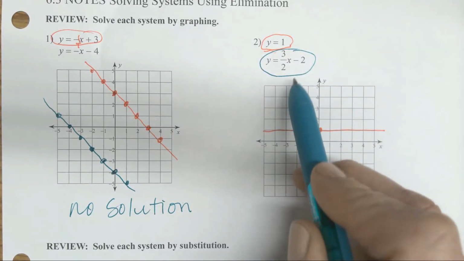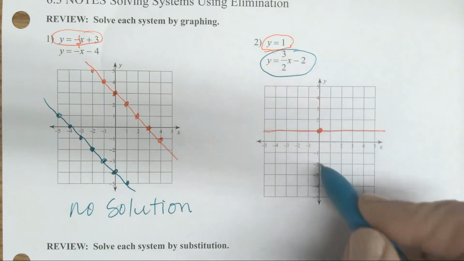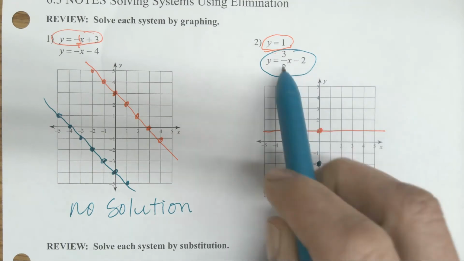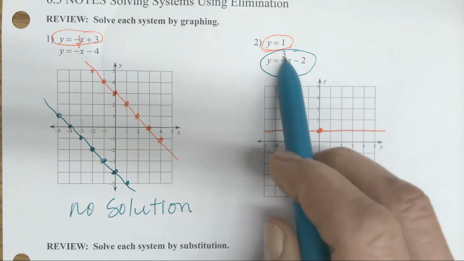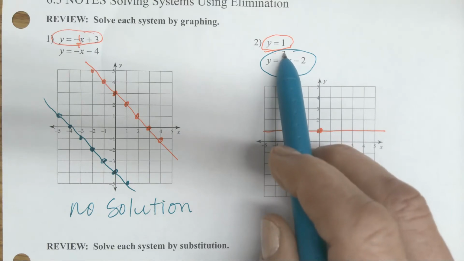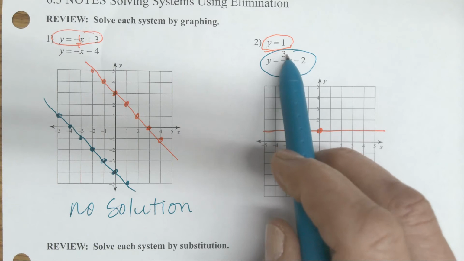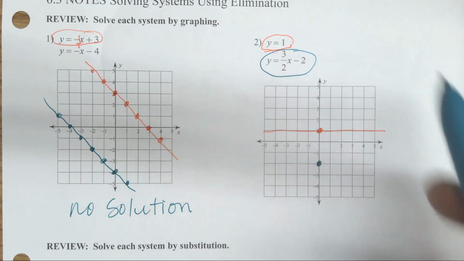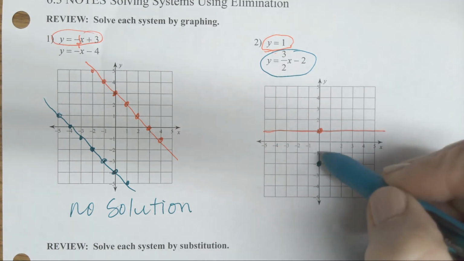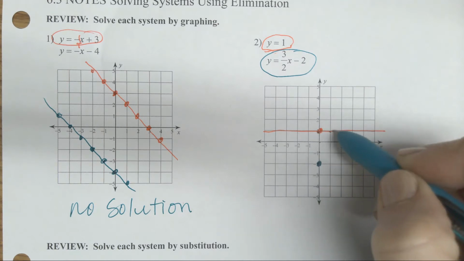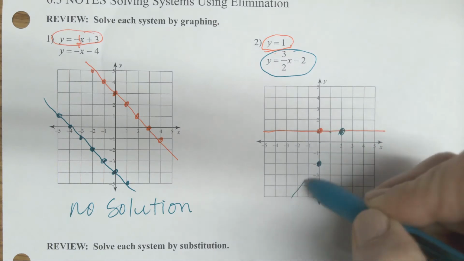I start where? -2 on the y-axis. And then this tells me what? Be more specific. Over to the right 2. Up 3: 1, 2, 3, right 2: 1, 2. I find where they cross.